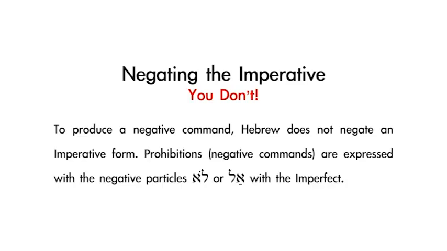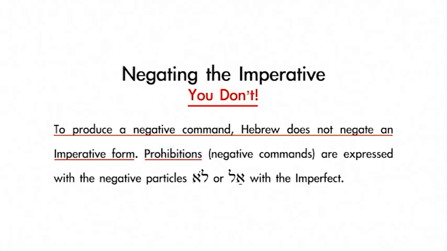How do you negate the imperative? You don't. The imperative is never negated. To produce a negative command, Hebrew does not negate an imperative form. Prohibitions, that is, negative commands, are expressed with the negative particles lo or al and the imperfect. So you will never see any negative particle associated with the imperative. The imperative is only for positive commands, not negative commands or prohibitions.